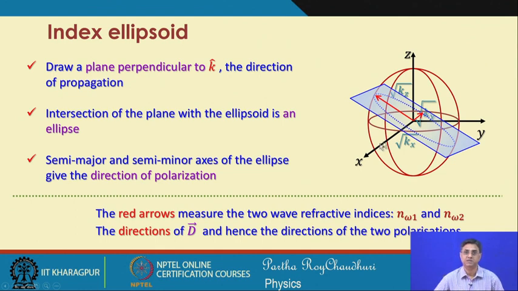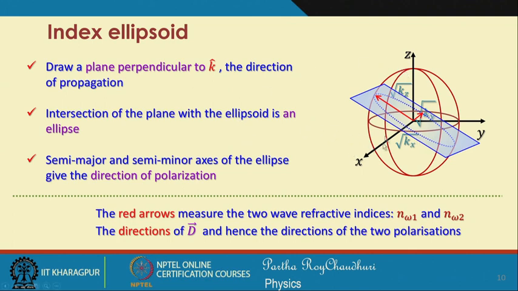If I specify the direction of propagation of the wave, then we construct a plane which is perpendicular to the direction of propagation of the wave, and this plane will now intersect the ellipsoid in a circle. You can see that there is a dotted circle, which represents the intersection of the plane with the ellipsoid. Now, the semi major and minor axis of the ellipsoid will be the direction of polarization. This is as simple as that.